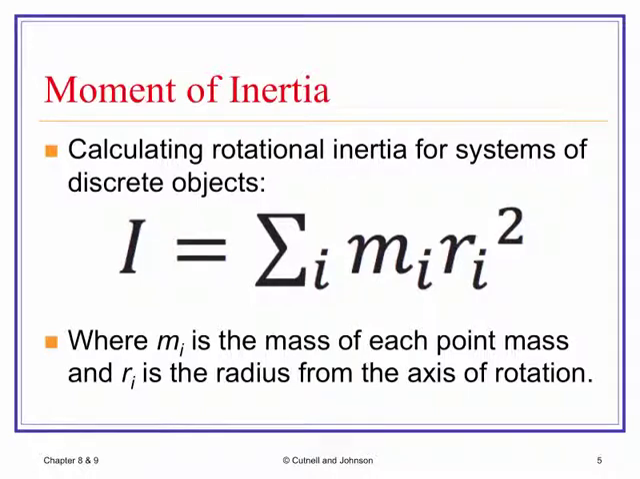Here we just see the idea that for multiple different points of mass, we have the sum of all the individual mass particles based on their distance from the axis of rotation, and that gives us this idea that we call the moment of inertia. And this is really just analogous to mass as we've talked about it before, but now we're talking about it in terms of rotation about an axis of rotation.